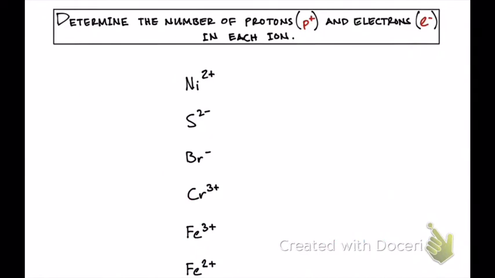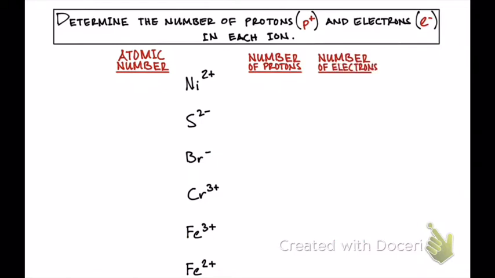So let's look at some examples here. Determine the number of protons and electrons in each ion. So here we have a combination of positively charged cations and negatively charged anions. In order to determine the number of protons, all you have to do is find that element in the periodic table so that you can determine what the atomic number is. And so look at the atomic number for nickel. It's number 28. So once you find out what the atomic number is, you'll be able to determine the number of protons for that specific element. And from here, you can determine the number of electrons just by looking at the net charge of that specific ion. So the atomic number of nickel, again, is 28, and so the number of protons is also 28.